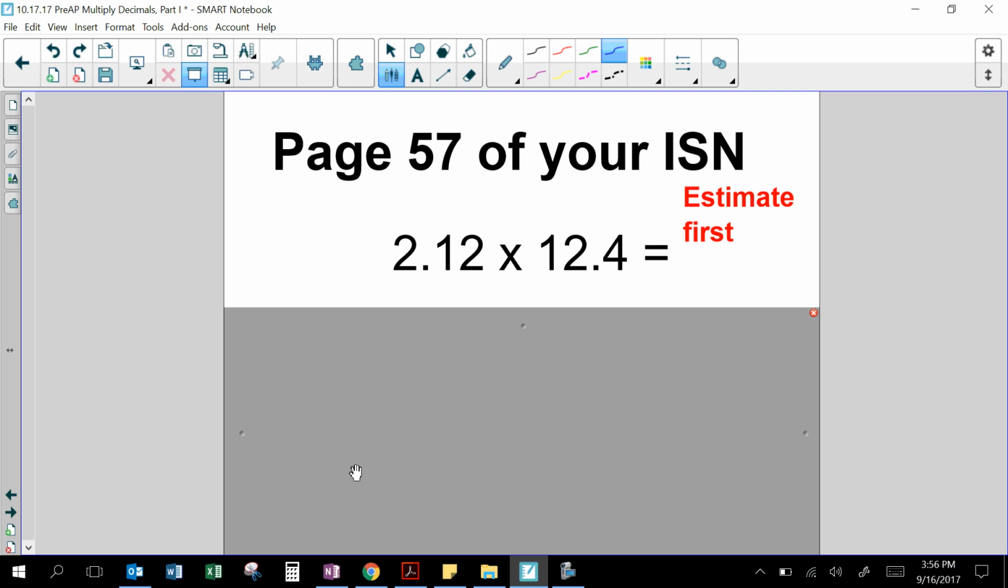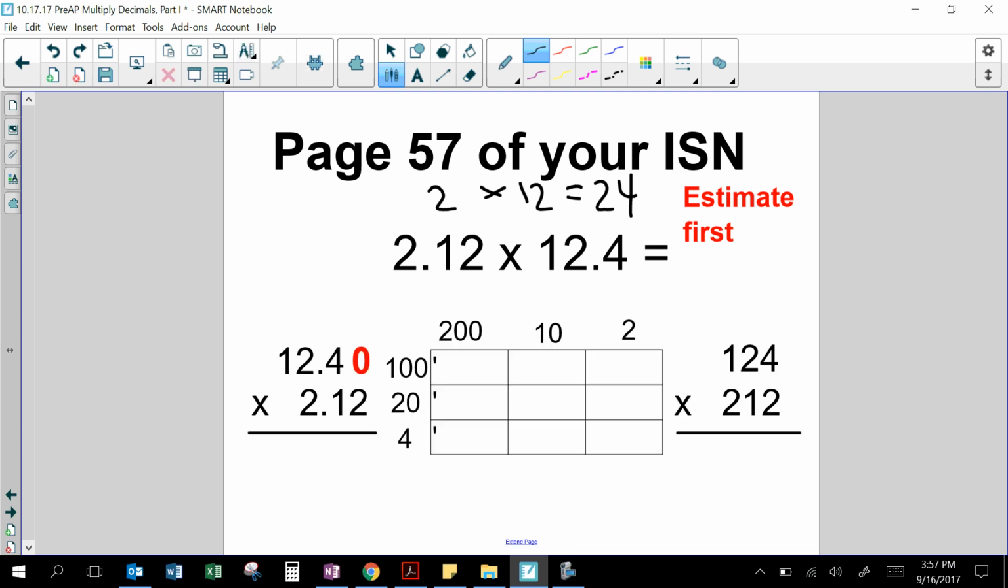Let's estimate this first. What is 2.1200 times 12.410? If I had to estimate this, 2 times 12, I say is about 24-ish. Since this is more than 2 and this is more than 12, so probably 25, 26-ish. So which one do you prefer?